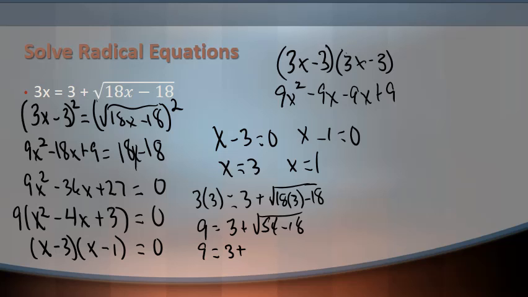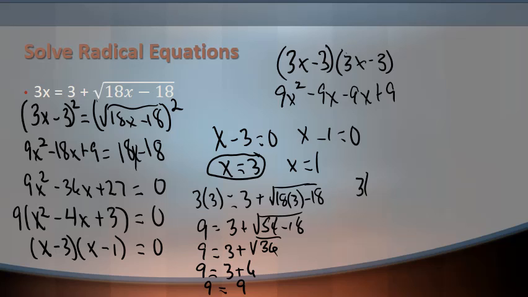And that's going to give me 9 equals 3 plus the square root of 36, since 54 minus 18 is 36. And the principal square root of 36 is 6. So I got 9 equals 3 plus 6, and 9 does equal 9. So x equals 3 is a valid solution. Let's try it with 1.